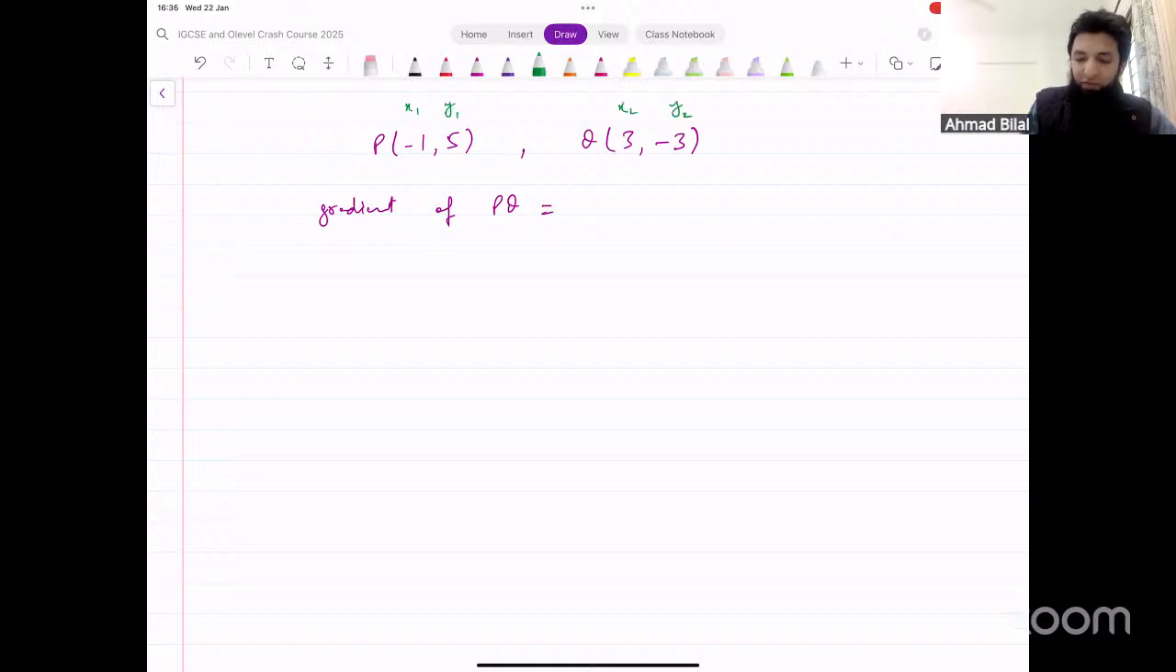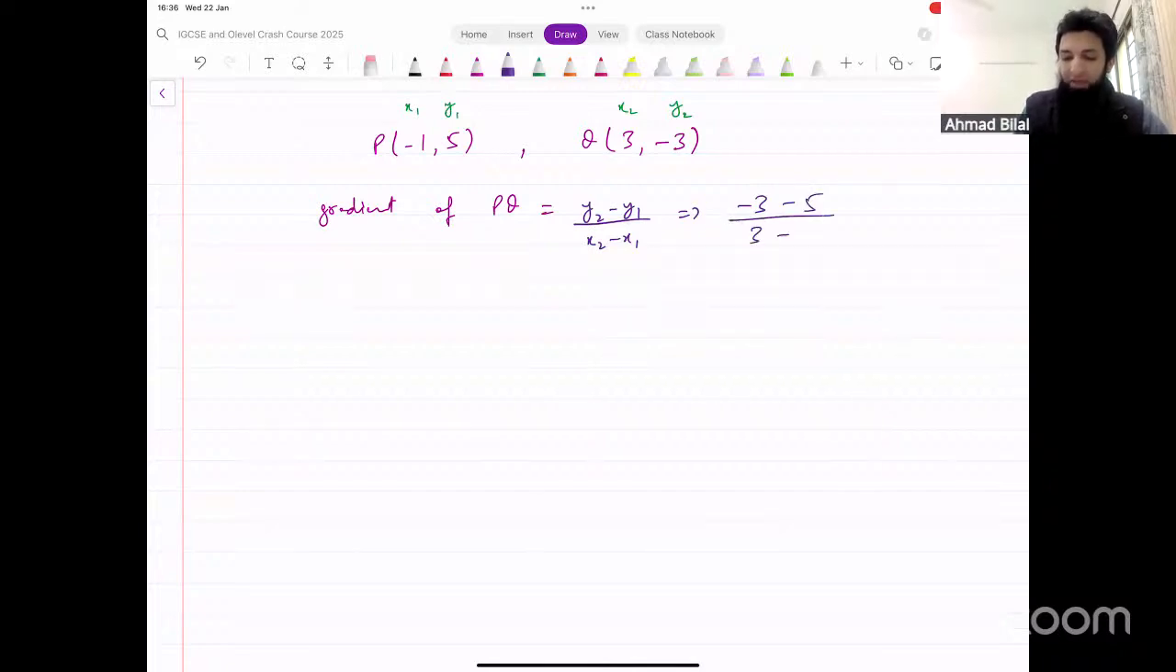What's the gradient formula? The gradient formula is y2 minus y1 over x2 minus x1. Let's apply that formula here. y2 minus y1 over x2 minus x1. What do we get from this? -3 minus y1, which is 5, divided by x2, which is 3, minus x1, which is -1. And that simplifies to -8 divided by 3 plus 1, which is 4. And that simplifies to -2. So the gradient in this case turns out to be -2.